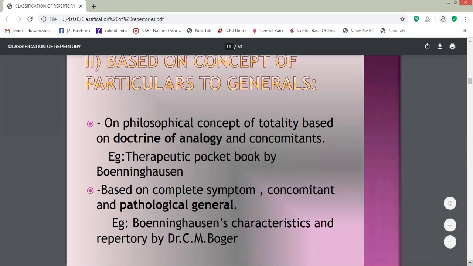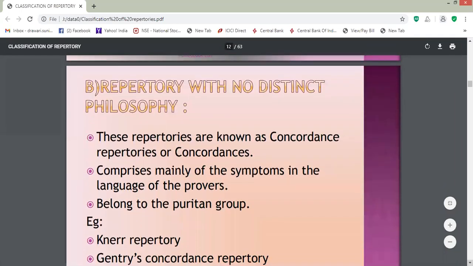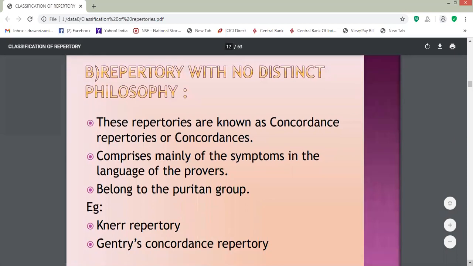Then the repertories based on the concept of particular to general, on the philosophical concept of totality based on doctrine of analogy and concomitant. The example is Therapeutic Pocket Book of Dr. Boenninghausen. Then based on complete symptom, concomitant and pathological general, the examples are Boenninghausen's characteristics and repertory by Dr. C.M. Boger. So these are the examples of repertory which are based on philosophy particular to general.